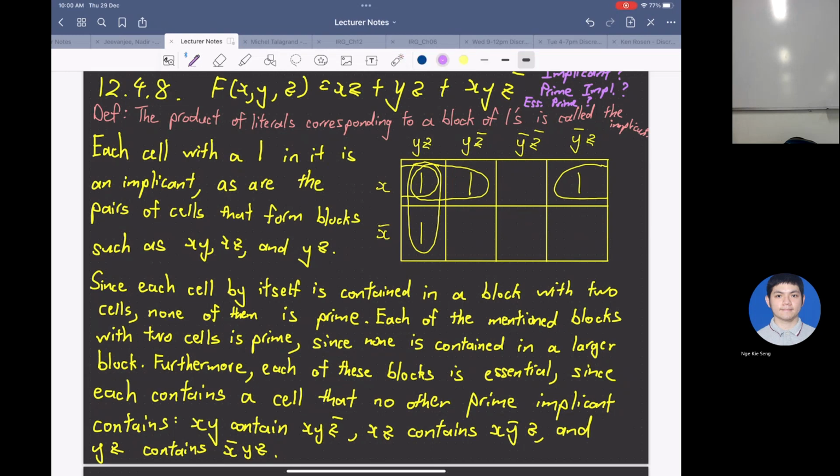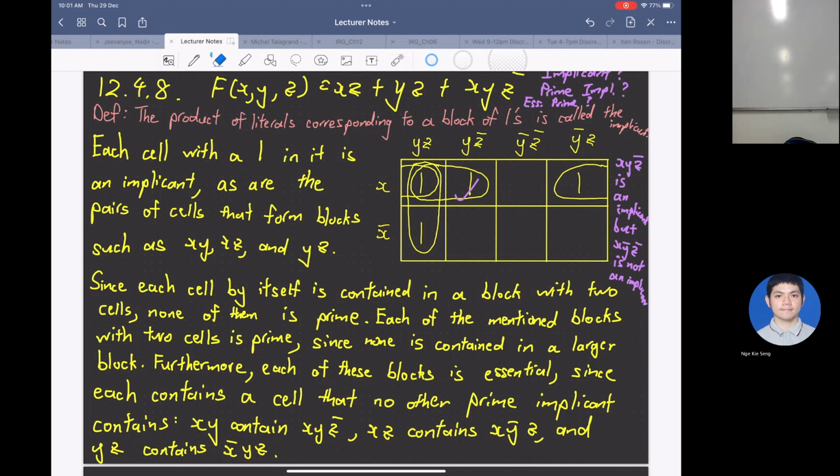Maybe I give you an example. x, y, z bar is an implicant. But x, y bar, z bar is not an implicant because there is no one here. So implicants depend on your function; implicants are defined for a function. So x bar, x, y bar, z bar is not an implicant because there's no one here. Any block of one would be an implicant.